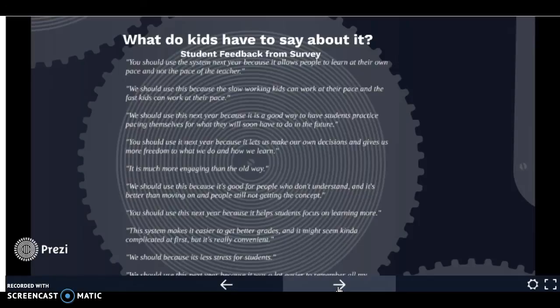We should use this. It's good for people who don't understand, and it's better than moving on and people still not getting the concept. You should use this next year because it helps students focus on learning more. This system makes it easier to get better grades, and it might seem kind of complicated at first, but it's really convenient. You should because it's less stress for students. We should use this next year because it was a lot easier to remember all my homework, and I got to take the tests when I was ready.